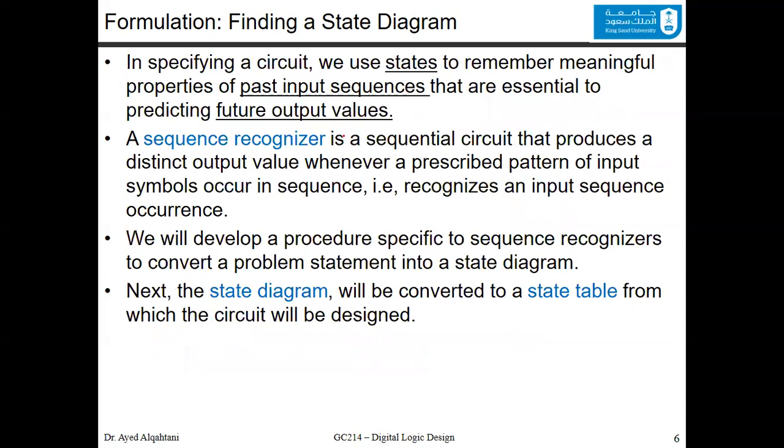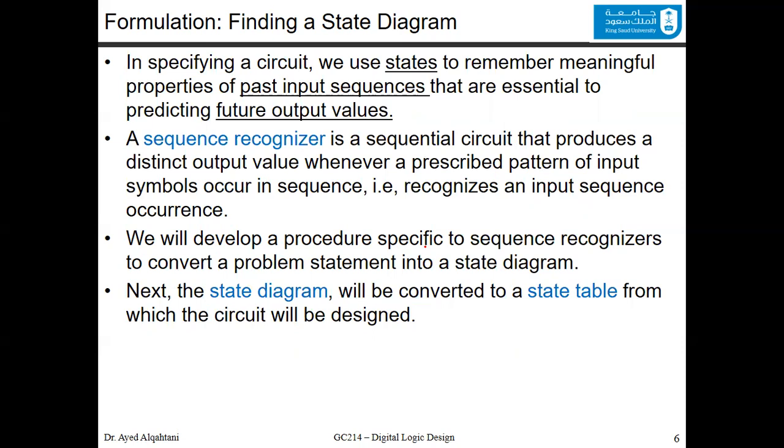In specifying a circuit, we use states to remember meaningful properties of the past input sequence to serve our needs to convert the specification to a state diagram. These past input sequences are essential to predicting the future output values. As an example, actually a well-known example, a sequence recognizer is a sequential circuit that produces a distinct output value whenever a prescribed pattern of input symbols occurs in a sequence. Meaning, it recognizes an input sequence occurrence. Do we have a 1 in the past? Do we have a 0 followed by 1 in the past? And so on.